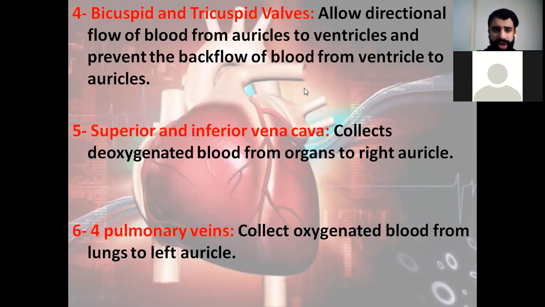Bicuspid and tricuspid valves. What do they do? They allow what's known as unidirectional flow of the blood from the auricles down to the ventricles and prevent the backflow from the ventricles back to the auricles.